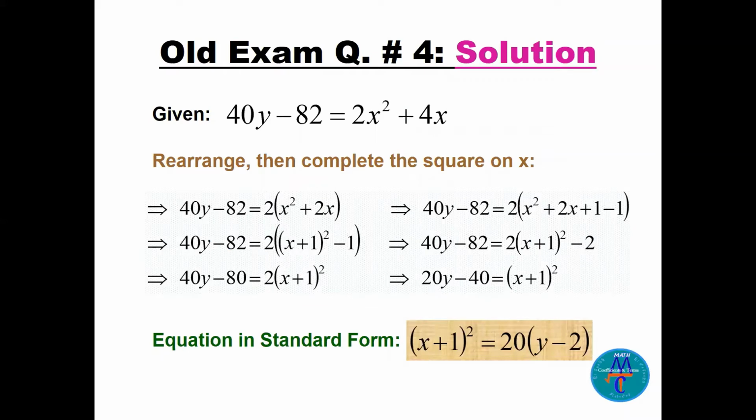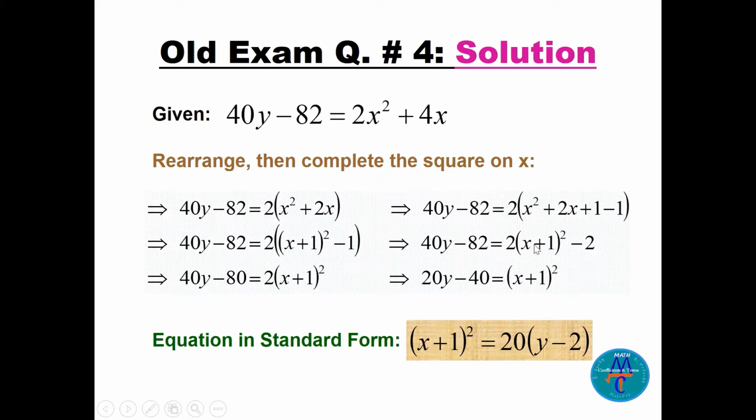Rearrange, complete the square on the x. So I do this one. 40y, I leave it minus 82. The important thing is the leading coefficient in the x squared should be 1 here. So I take only 2 common factor. Then inside we have 2x here. So the coefficient is 2. Divide by 2 will be 1. Square it, plus 1 minus 1. So the first 3 terms becomes x plus 1 squared minus 1.